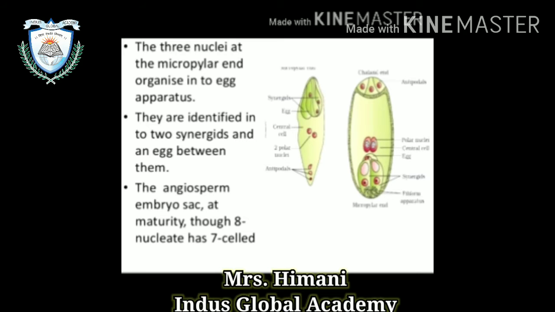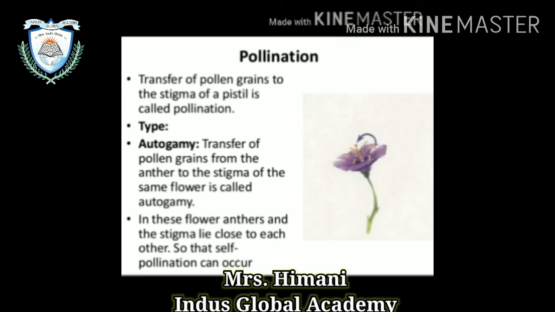See in the picture? The angiosperm embryo sac at maturity is 8 nucleate, which has 7 cells. So in the angiosperm, that embryo sac is also known as the 7-celled 8 nucleate stage. After that, pollination. Pollination is what?